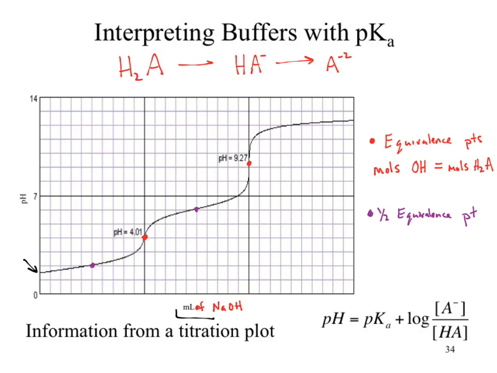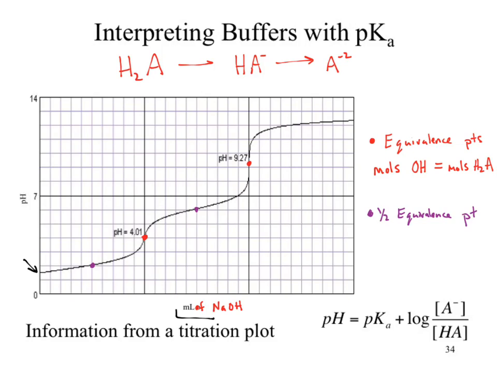At the equivalence point, the moles of OH I've added are equal to the moles of H2A I started with. Why? Because what's happening at the equivalence point? The pH spikes. There is no more acid to react with the base. So as soon as I add a little bit more base, what happens? The pH goes up. It becomes more basic very, very quickly. That's why you're seeing that steep curve there.